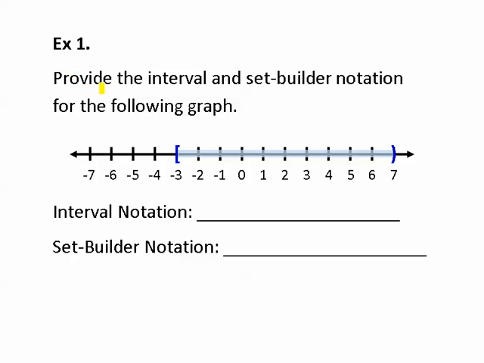All right, in this first example they want us to provide the interval and set builder notation for the following graph. Well, the graph is given right here. And we can see that we have a blue shaded region that starts at -3 and goes up to 7. Now, it's important to note what these symbols mean. We have a bracket. A bracket means inclusive. So it actually includes the value -3 and it goes all the way up to 7. And then a parenthesis means non-inclusive.